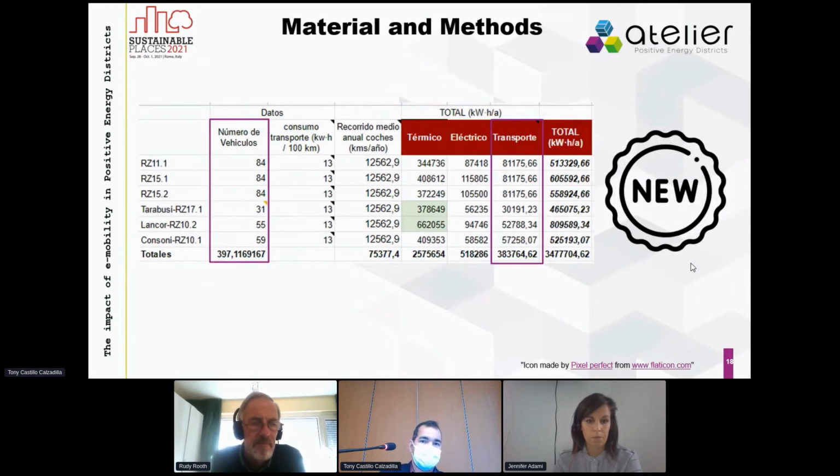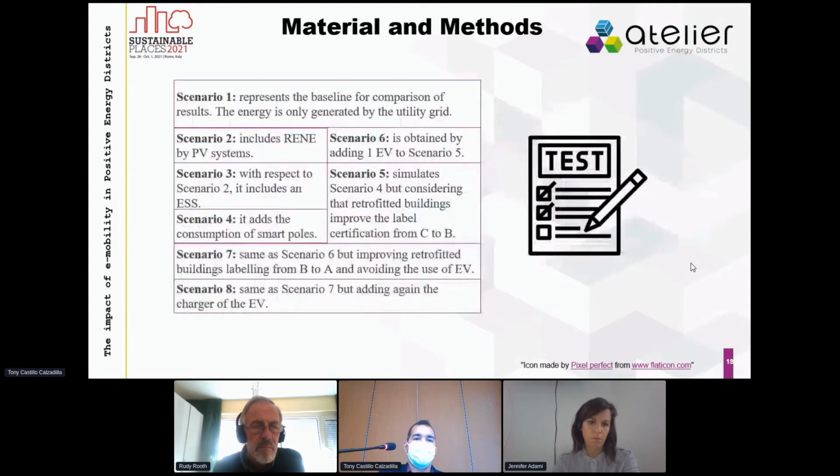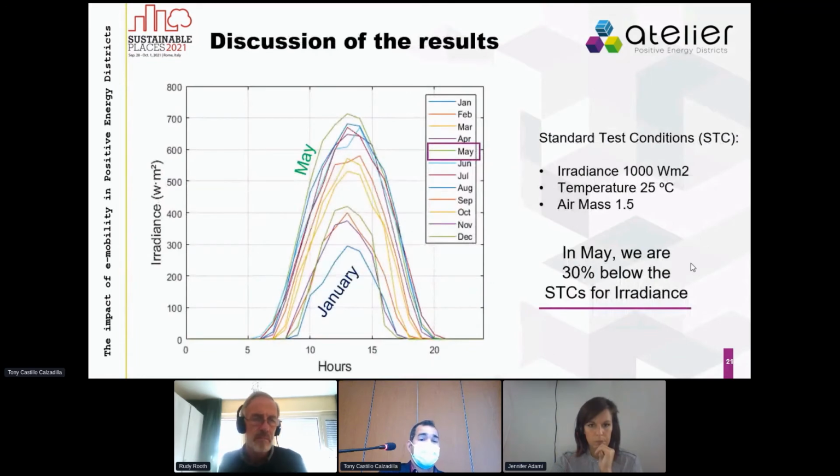Well, in this case, we calculated, making some assumptions, the number of cars that might be in the PET. We figured it out: about 400 cars. We prepared a pool of 8 different scenarios to test our PET archetype.